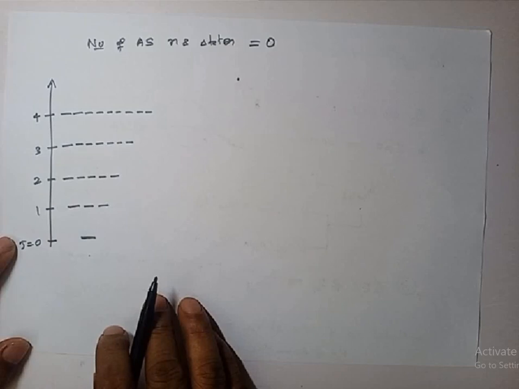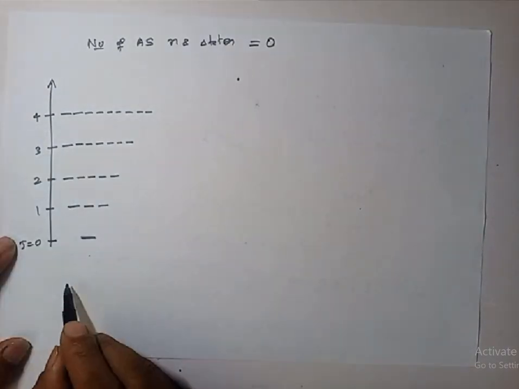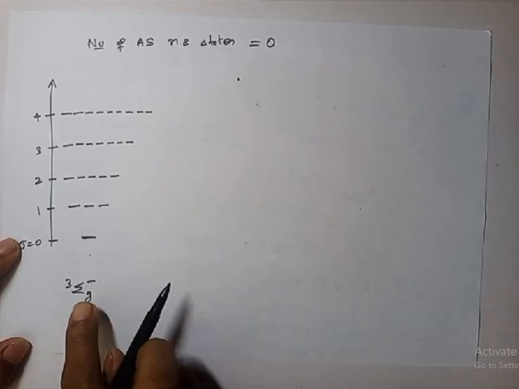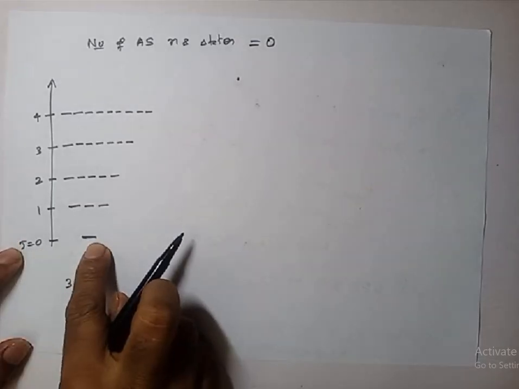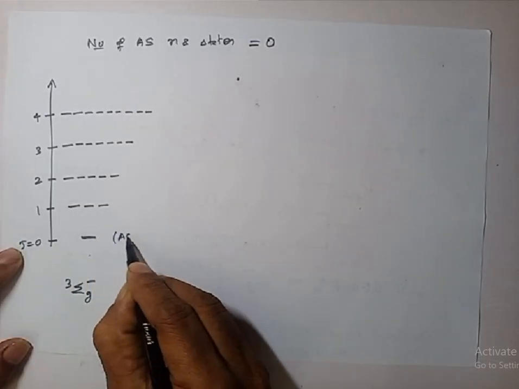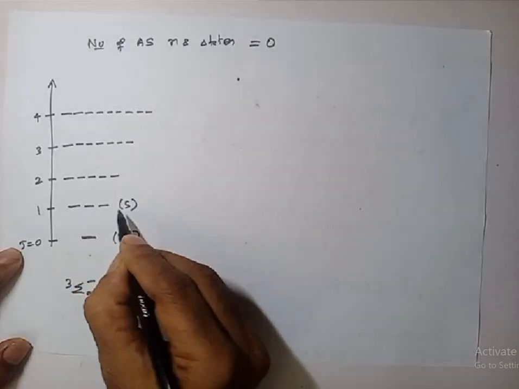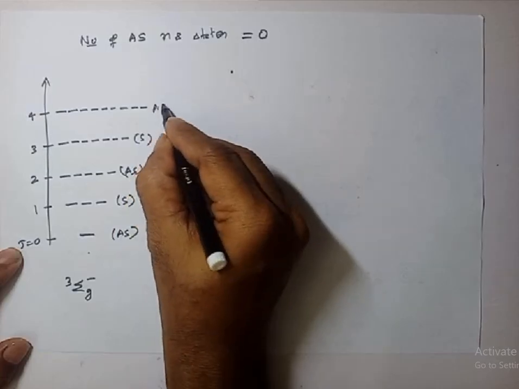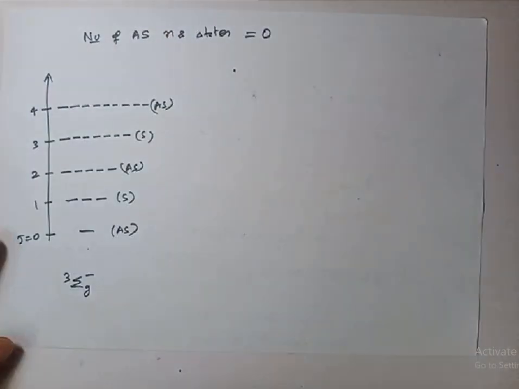Observe carefully. Oxygen molecule ground state belongs to triplet sigma g minus. In this case, even J states are antisymmetric. Odd J states are symmetric. So this is antisymmetric, this is symmetric. This is antisymmetric, the next one is symmetric.